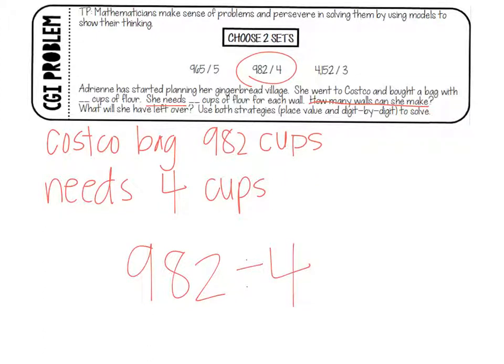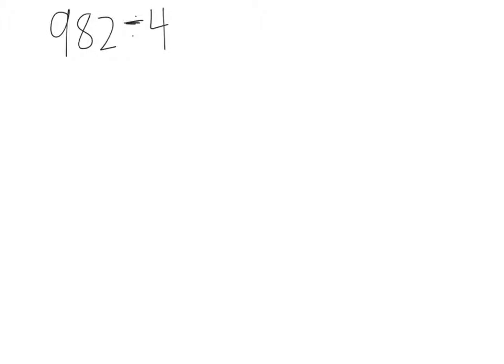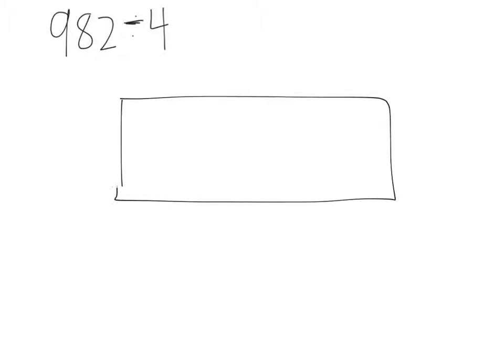Okay, we need to use both strategies, the place value strategy and the digit by digit. We'll do place value first. So I have my problem, 982 divided by 4. Okay, and I'm going to make my boxes. We're trying to figure out how many hundreds, how many tens, and how many ones.